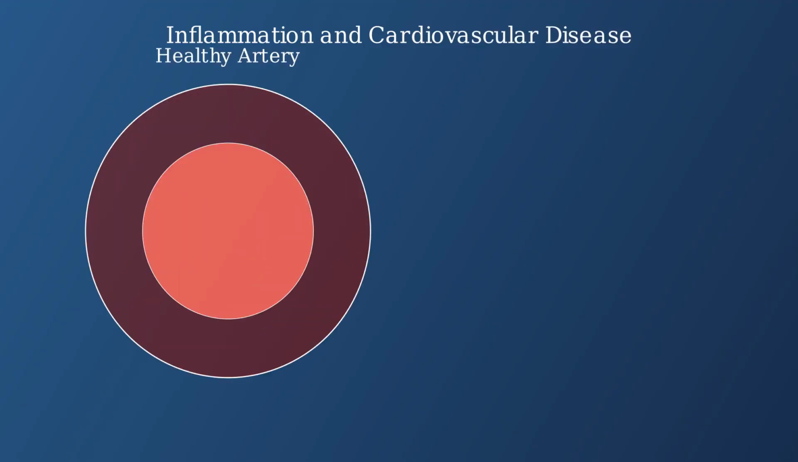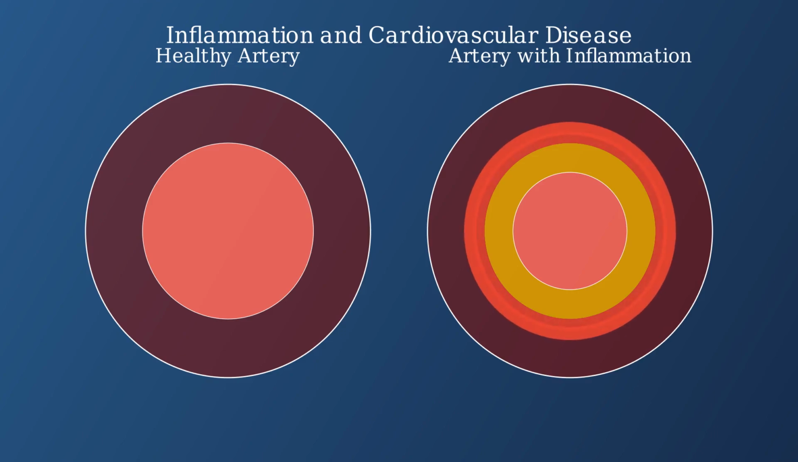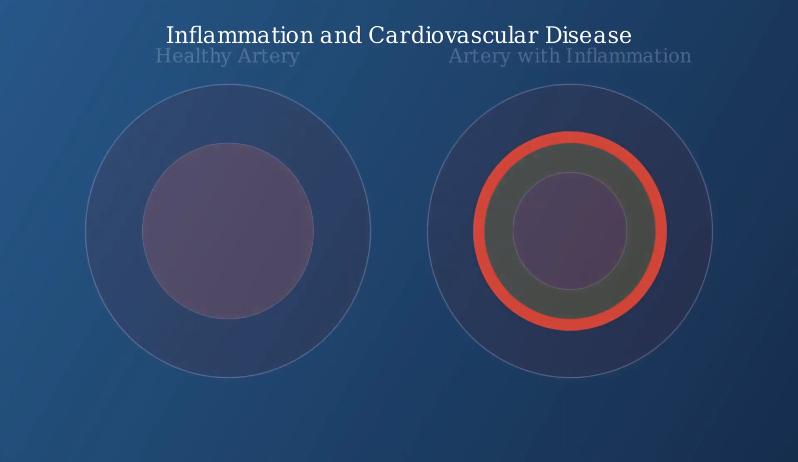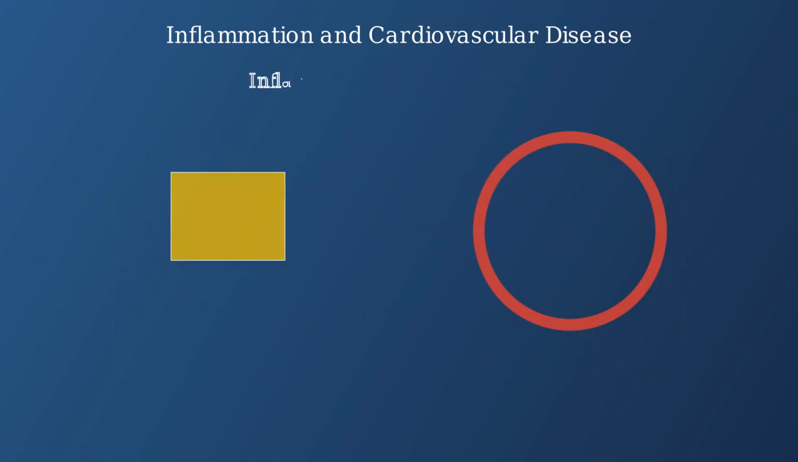Inflammation is a key driver in atherosclerosis and cardiovascular disease. Inflammatory processes contribute to plaque formation in arteries. Inside the artery walls, macrophages transform into foam cells after ingesting oxidized LDL cholesterol. These foam cells accumulate to form atherosclerotic plaques, narrowing the artery and increasing cardiovascular risk. Inflammatory markers like C-reactive protein, or CRP, serve as important predictors of cardiovascular risk.